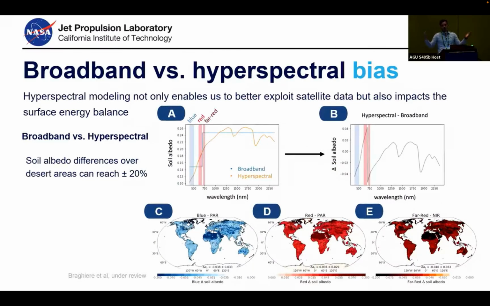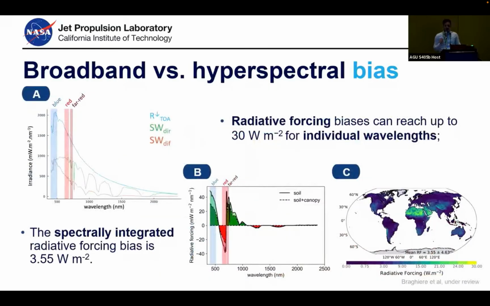So now we take the bias: we subtract one global map from the other, the broadband and the hyperspectral one, and what we get is something like this. The orange curve is the hyperspectral average global soil albedo, and the blue curve is the broadband one. When we take the delta albedo, we get something like that. On average on the planet, we get a bias of minus or plus 4%. But for particular wavelengths, the values can differ by up to 20%, particularly in desert areas.